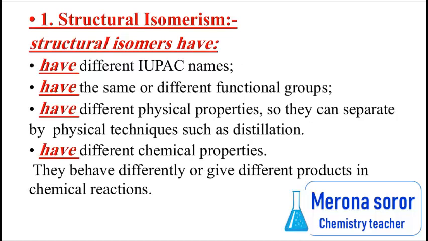Structural isomers have different IUPAC names, the same or different functional groups, and different physical properties, so they can be separated by physical techniques such as distillation. They have different chemical properties; they behave differently or give different products in chemical reactions.